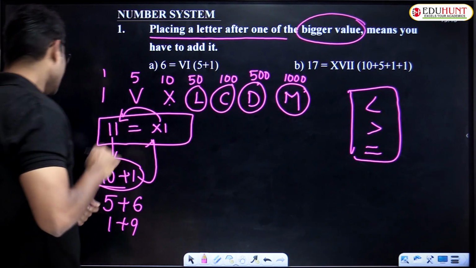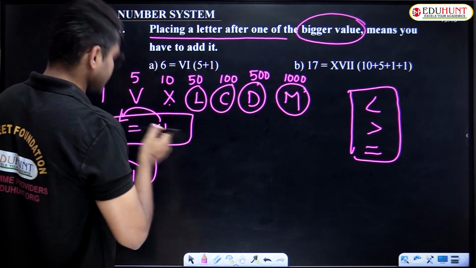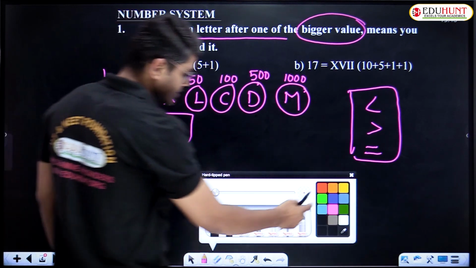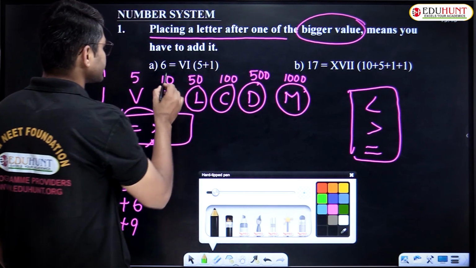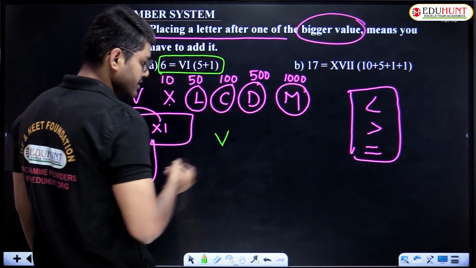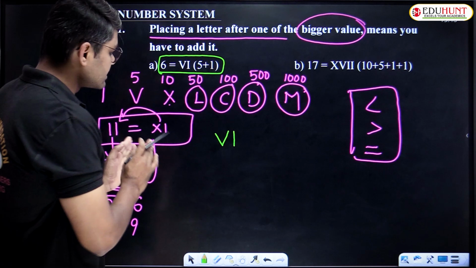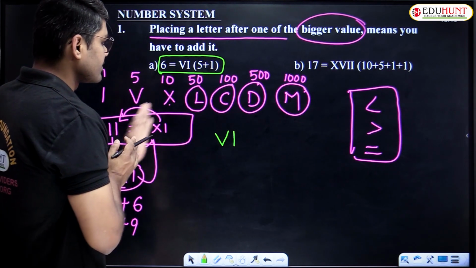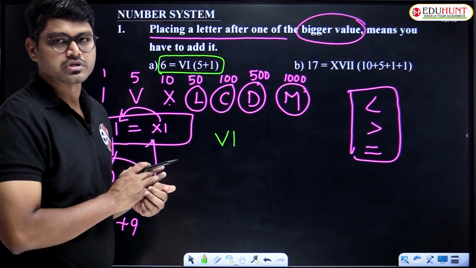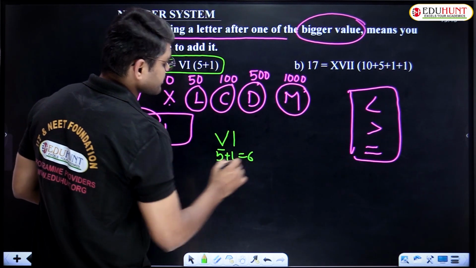Okay students, let's go to the next one. See here, two examples are given. In these two examples, 6 is written 5 plus 1. 5 is nothing but V. If I put a smaller number on the right side of the bigger number, then we have to add both the numbers. That means 5 plus 1, that is 6 here.